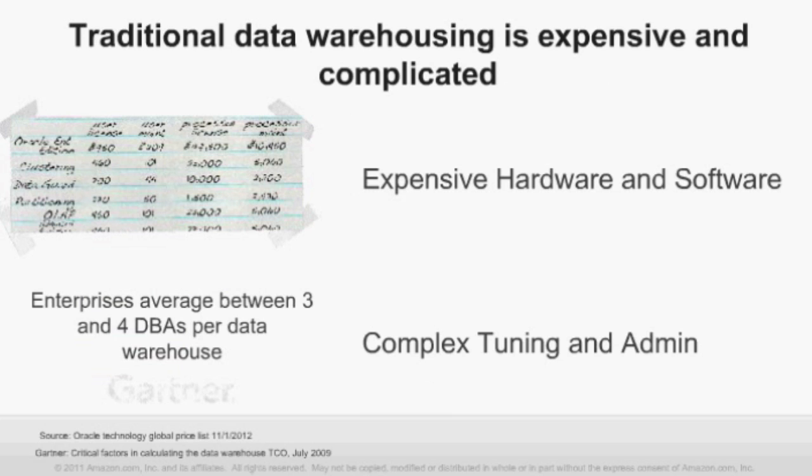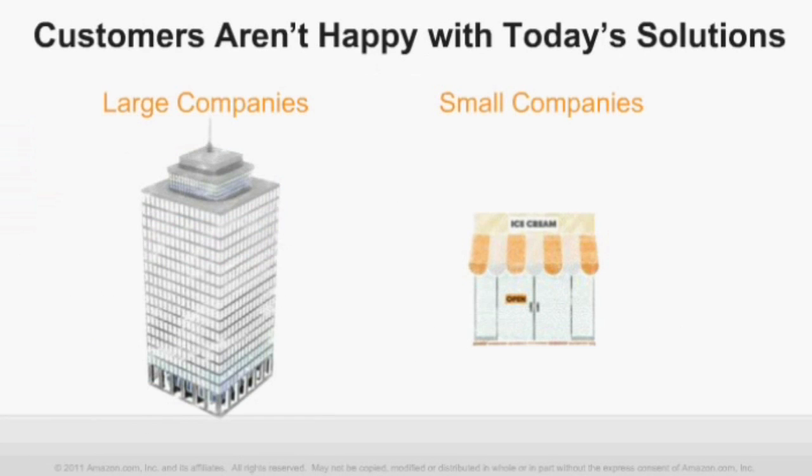And as Gartner reported, enterprises average 3 to 4 DBAs per data warehouse that they have to hire for each data warehouse that you have. So it's really expensive and really complex for tuning and administration. Customers have told us for years that they're unhappy with these types of solutions. First of all, large companies feel that they're paying too much and that these data warehouses are difficult to manage and too hard to scale.